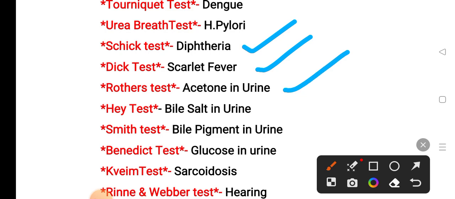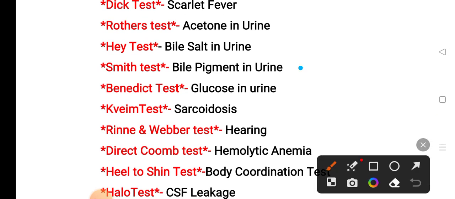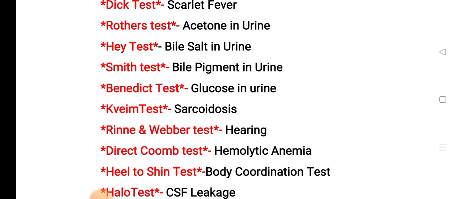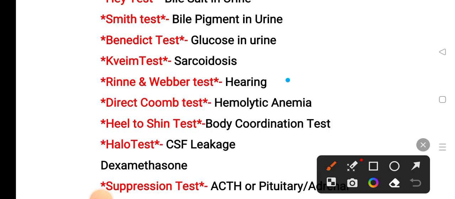Hay test is done for bile salt in urine. Smith test is done for bile pigment in urine. Benedict test is done for glucose in urine. Kveim test is for sarcoidosis. Rinne and Weber test is for hearing.